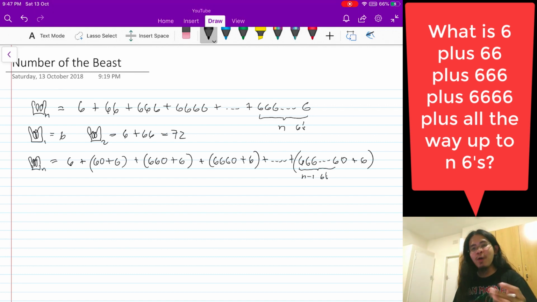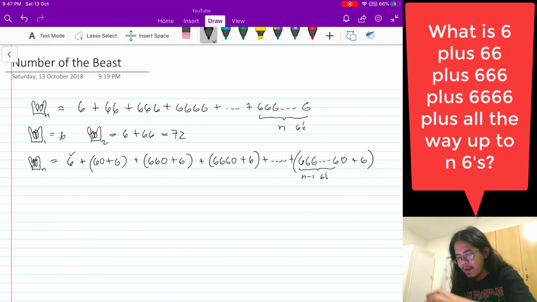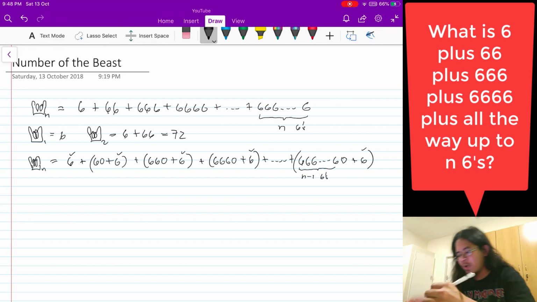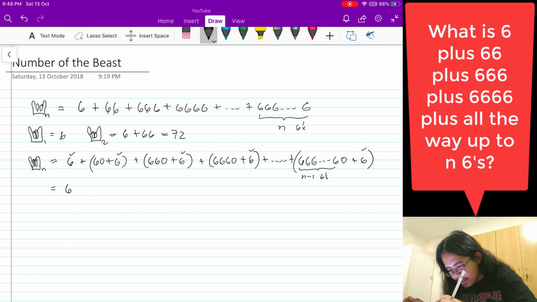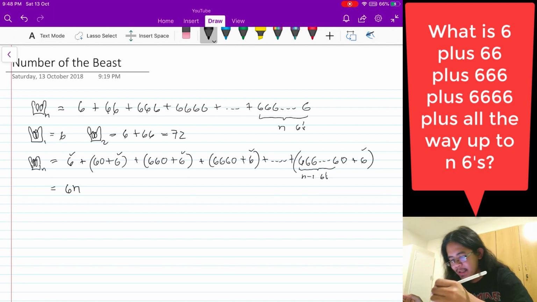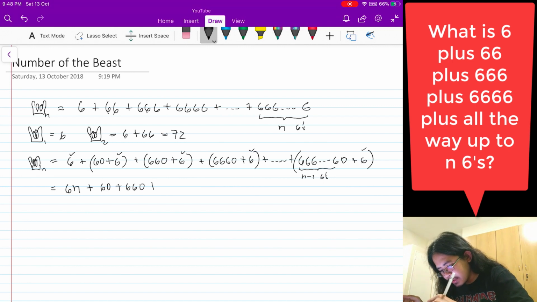Now, if you combine all the single sixes, how many are there? You have 1, 2, 3, 4, and so on, all the way up to the nth single 6. So there are n sixes that you've separated. After separating that, what do you have left? You have 60 plus 660 plus 6,660 plus, and so on, all the way up to 66666 with a 0 at the end, and this time there are only n minus 1 sixes.